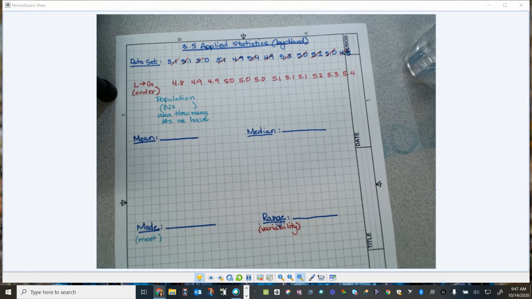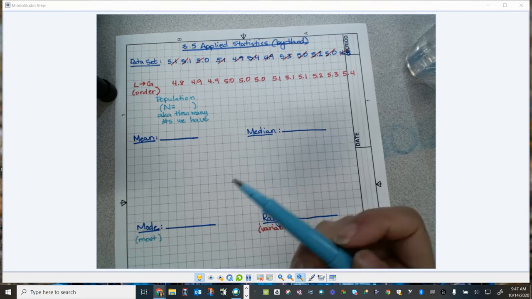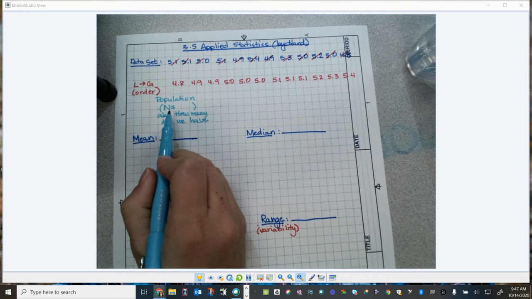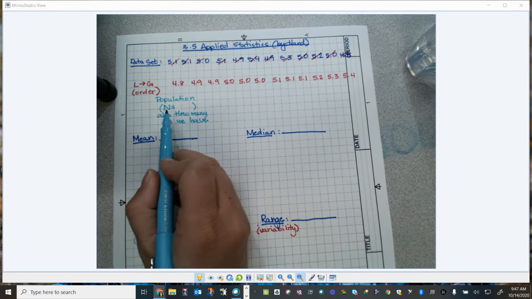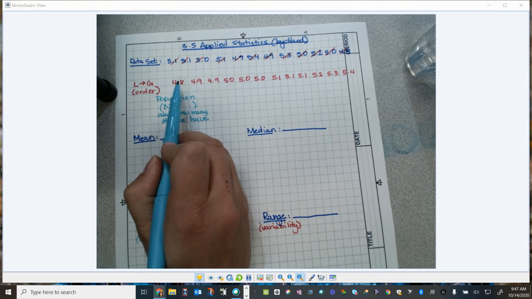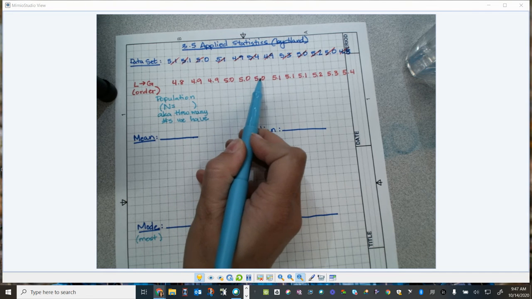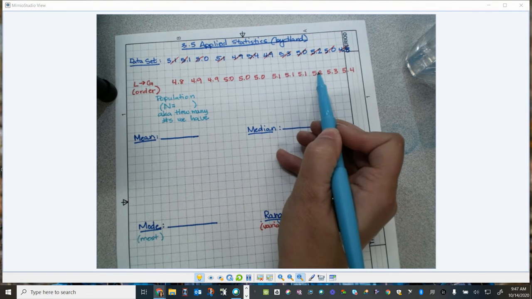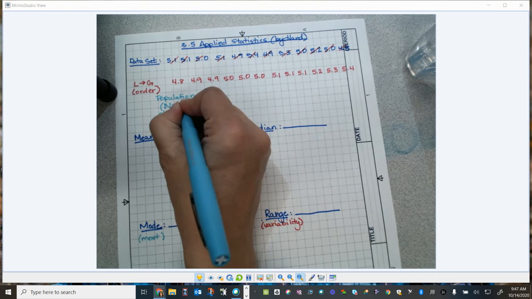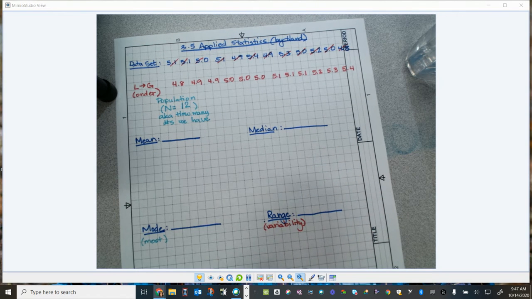Before we do a lot of these calculations, it's really important for us to understand what our population size is. And in this case, population is pretty much how many numbers we have. We use the capital letter N to represent that. So pretty much I am just counting up. 1, 2, 3, 4, 5, 6, 7, 8, 9, 10, 11, 12. My population size is 12. I have 12 digits.